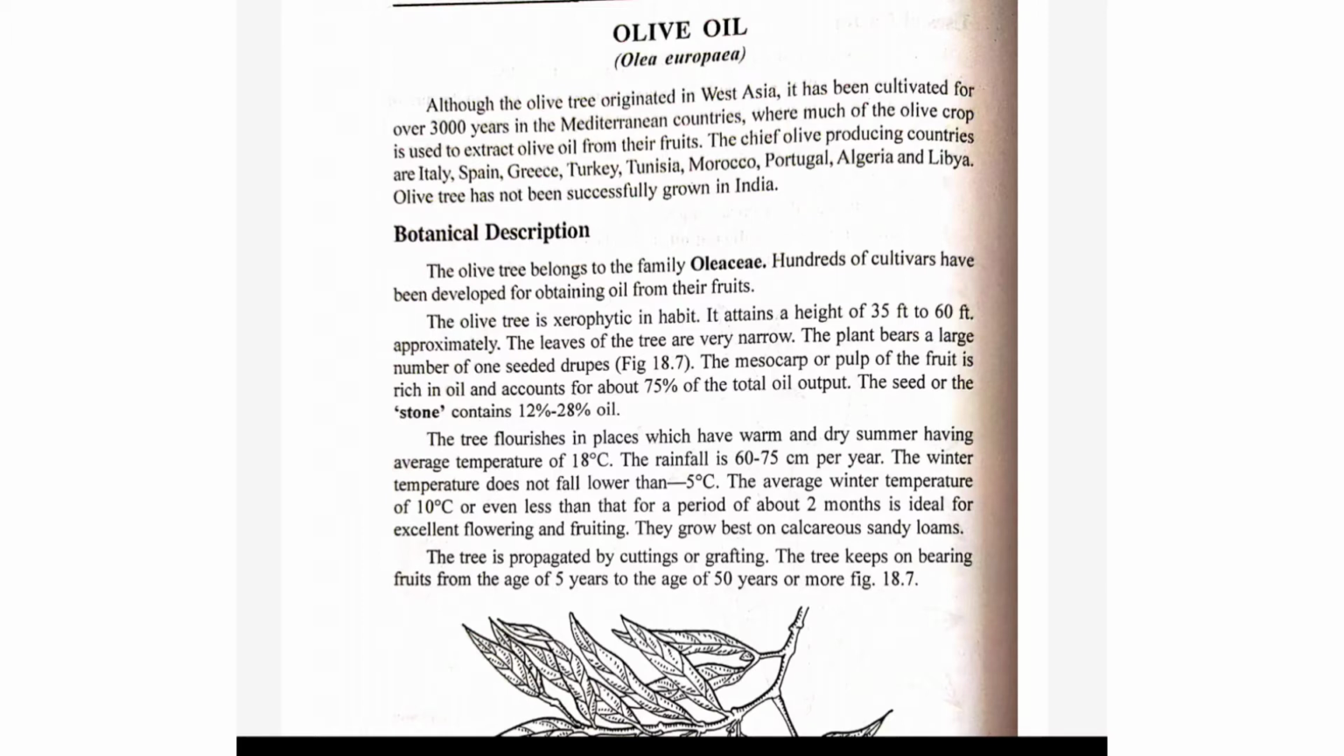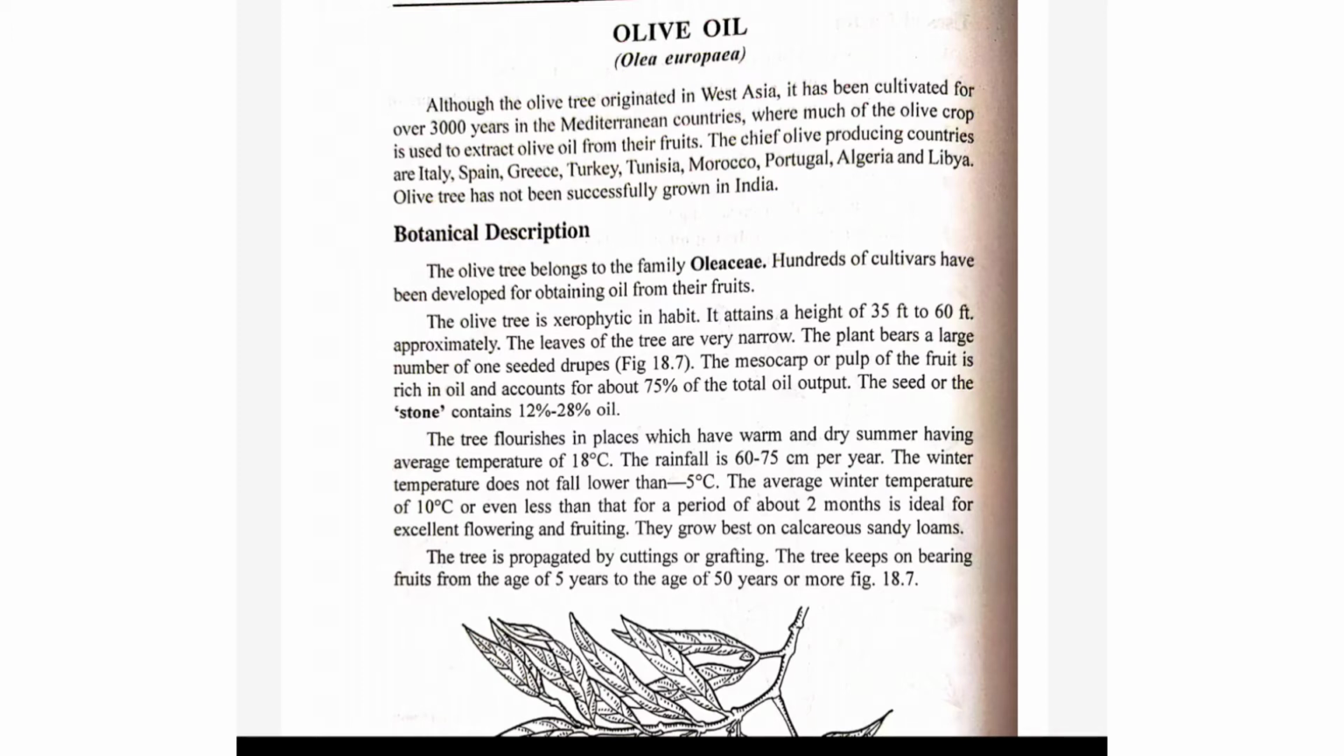First of all, we discuss the origin and history. Although the olive tree originated in Western Asia, it has been cultivated for over 300 years in the Mediterranean countries, where much of the olive crop is used to extract olive oil from the fruit. Most of these trees are grown for olive oil, which is extracted from the fruit parts.